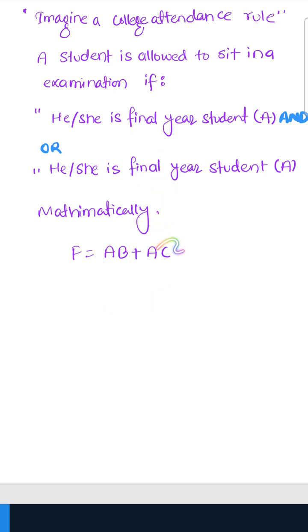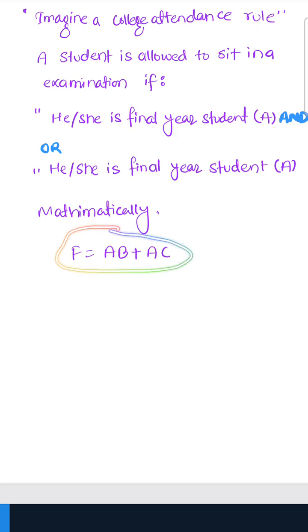And another case is either he is a final year student and he or she has special permissions, and there is an AND gate in between these two conditions. And we also have to mention an OR gate in between these two conditions, so it can be represented mathematically like this. Here we can see that there are three gates in total. One, here you can see AND gate, this is OR gate, and this is AND gate.